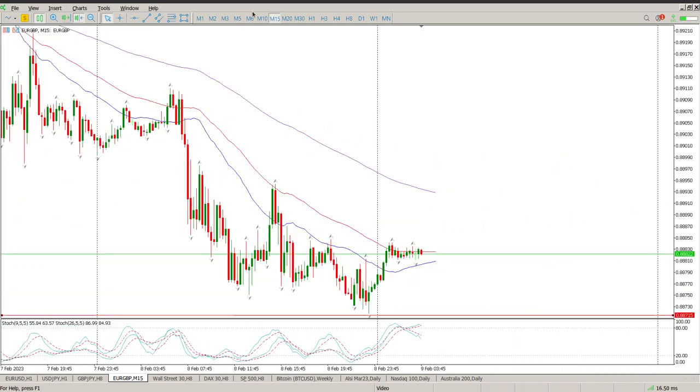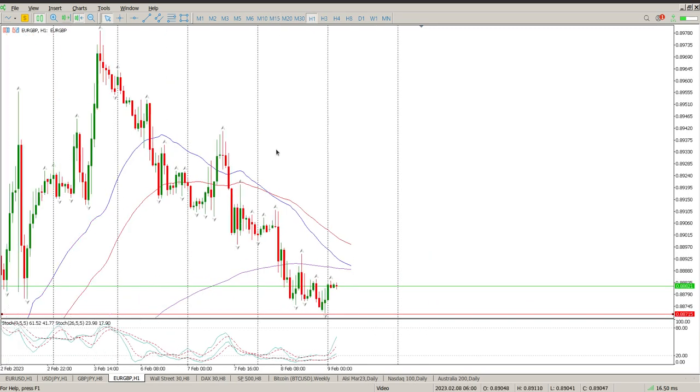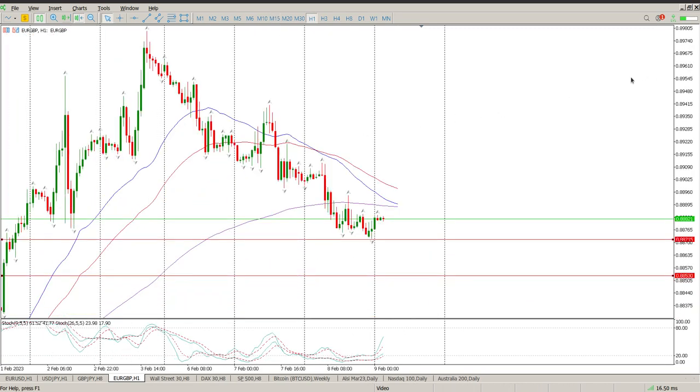That's my view for this morning. Hope it helps, but it is really, really volatile and all over the place. So if you're not getting it right, just sit on the sidelines and wait for better structure, and then you should get some decent trades.